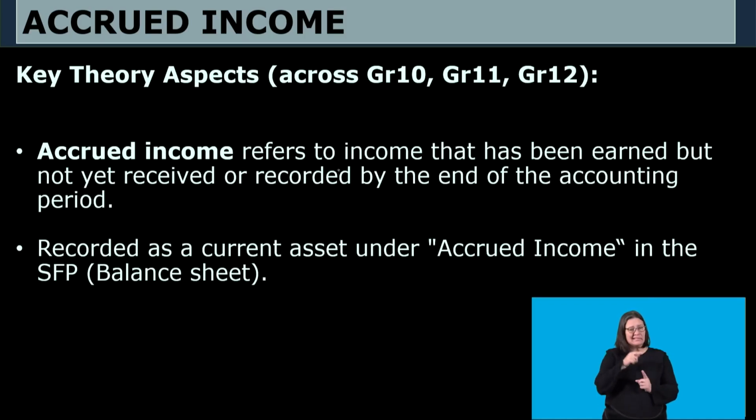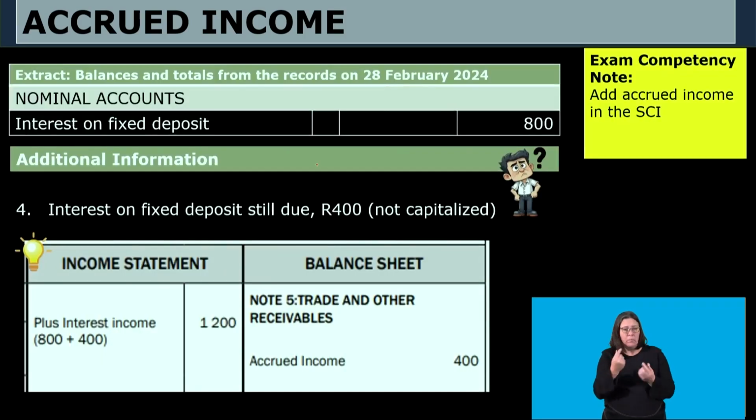Accrued income, this is income that has been earned but not yet received or recorded by the end of the accounting period. We have interest on fixed deposit in the nominal accounts, and it is 800. And then we are told that interest on fixed deposit is still due and the amount is 400. Remember, interest is not capitalized. What do we then do? When an amount is still due, this is accrued income. An amount is still due, and that amount we must still receive it.